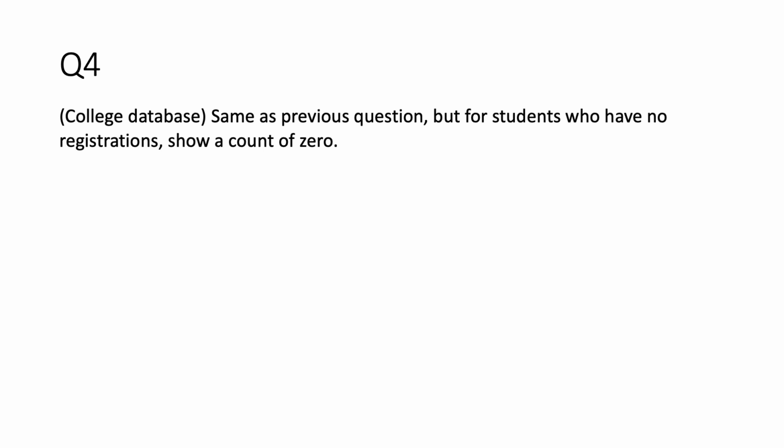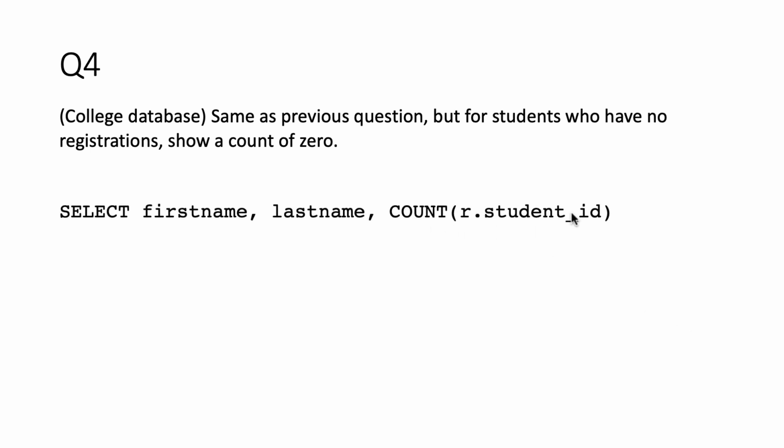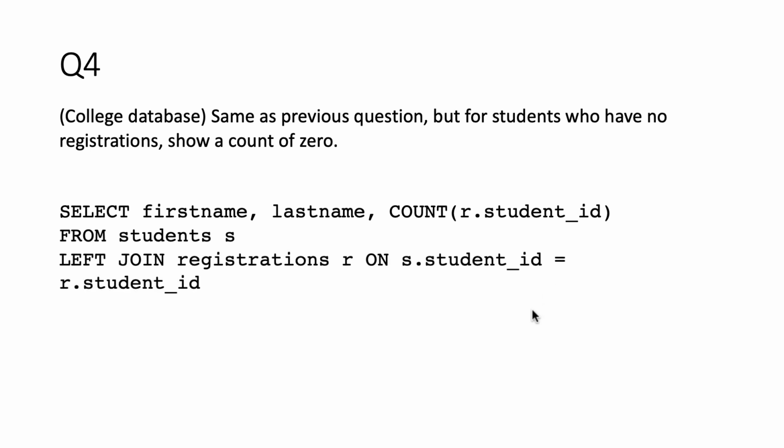For students who have no registrations, I want to see a count of 0. So to do this, we use a special feature of SQL, which is to count the values of a particular column. Till now, we have just been saying count star, but here we are saying count r.studentID. What this does is, when you say count a specific column, it counts only the non-null values. Any null values are ignored. So when you combine this with our capability of outer joins, this time I'm doing students left join registrations. That's an outer join, which means that for students who have no registrations, r.studentID will be null, but the student name will still appear, right?